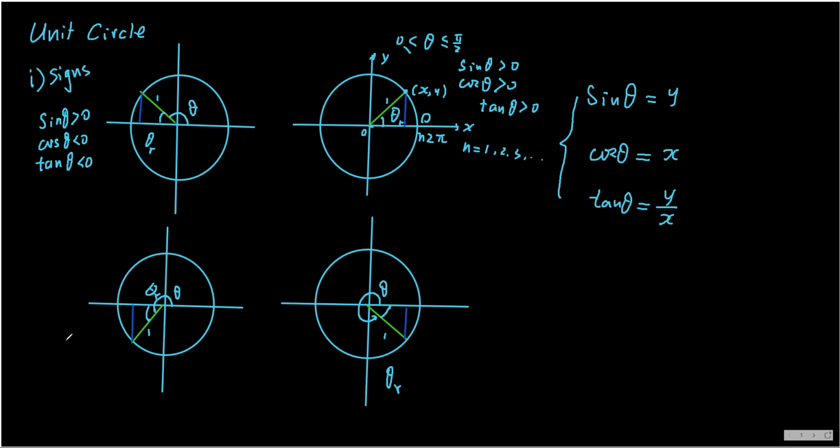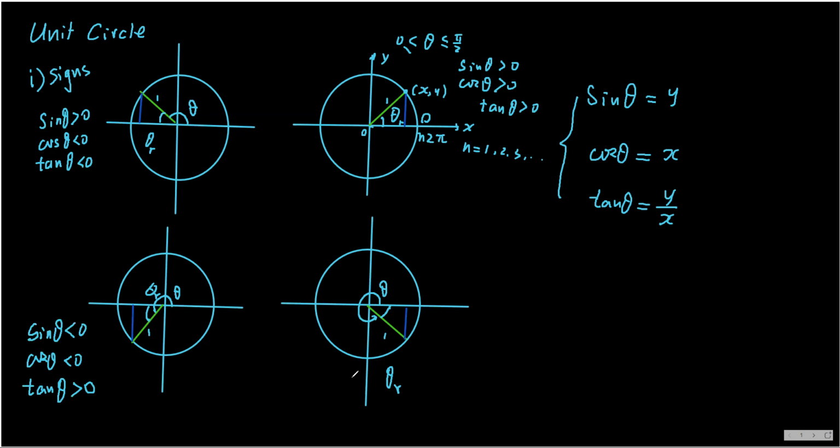How about the third quadrant? How about the sine theta? Sine theta is negative because y is negative. How about cosine theta? Cosine is negative. And tan is positive, because negative divided by negative is positive. Can you see?